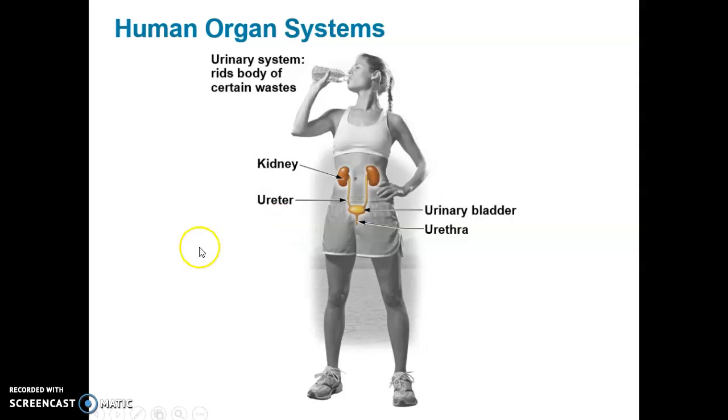Okay, urinary system rids the body of certain wastes, like metabolic wastes, through cell metabolism. They get into the bloodstream, and then the blood enters the kidneys where filtration occurs, and filtration by the kidneys produces urine, which goes down the ureters, stored in the urinary bladder until you're ready to urinate or micturate or pee, and then the urine is expelled through the urethra into the environment.